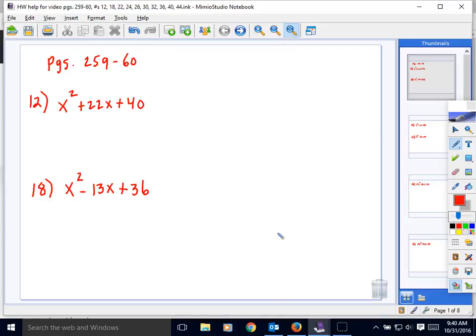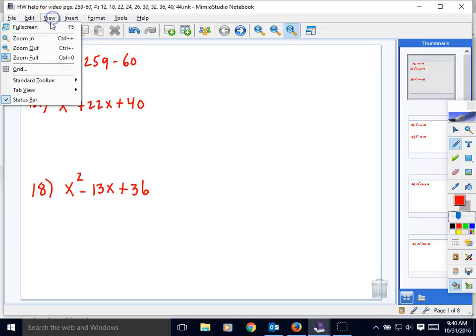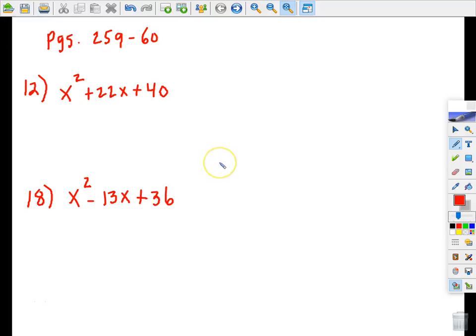Here's some homework help for the problems on pages 259 and 260. This is from section 5.4, and this whole section we're reviewing factoring. We discussed in class today what factoring really is. It's rewriting an expression using the multiplication of two or more factors.